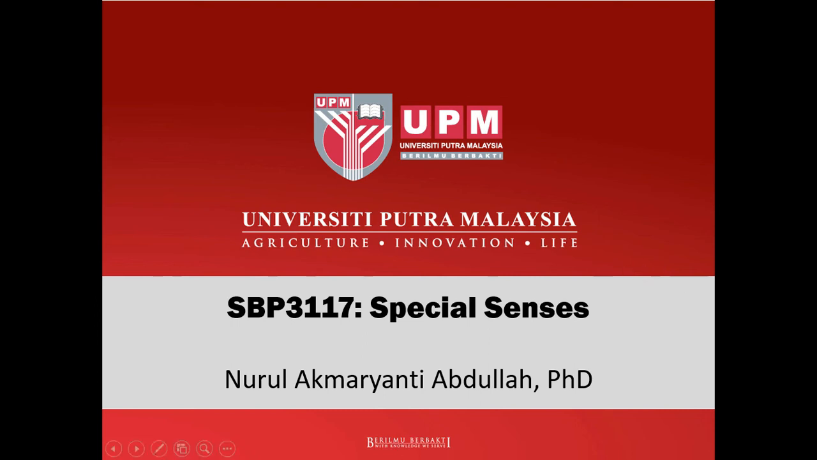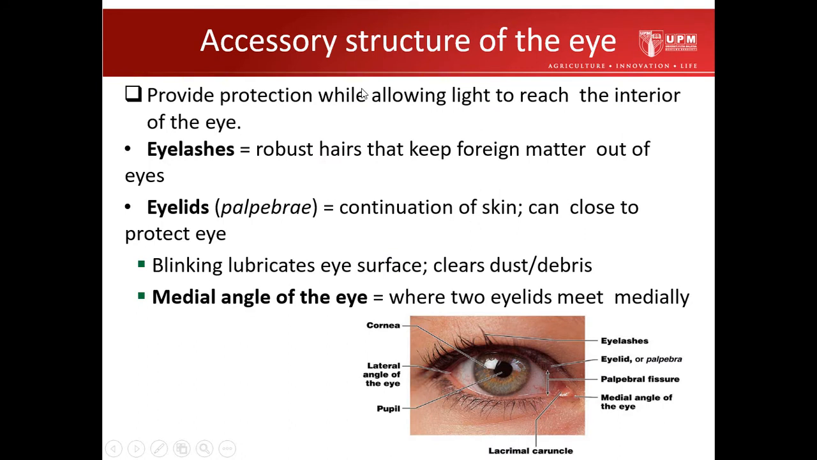Now let's continue with the second part of special senses. Now let's continue with the last special sense, which is vision. First, let's take a look at the accessory structures of the eye.